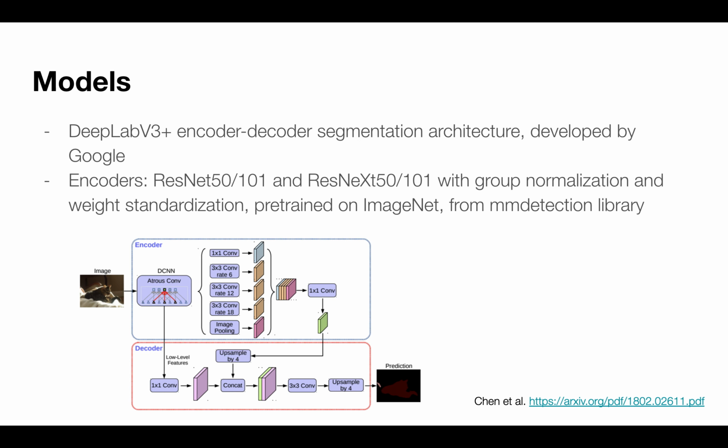We used the DeepLab V3 plus segmentation architecture developed by Google with ResNet and ResNeXt encoders that were pre-trained on ImageNet and used group normalization instead of batch normalization. We thought that this would help improve performance at lower batch sizes. DeepLab V3 Plus uses an encoder-decoder structure and atrous or dilated convolutions to increase the receptive field for better segmentation accuracy.